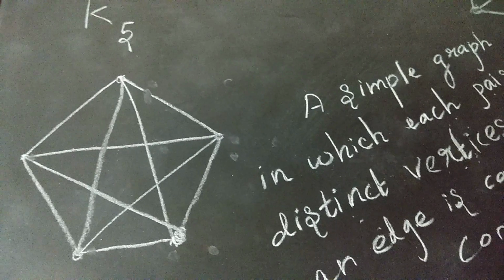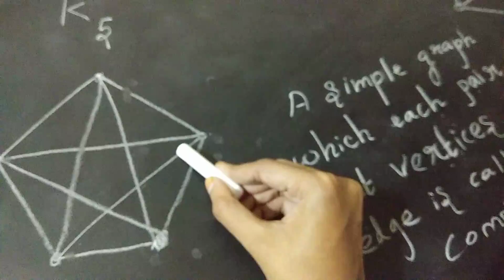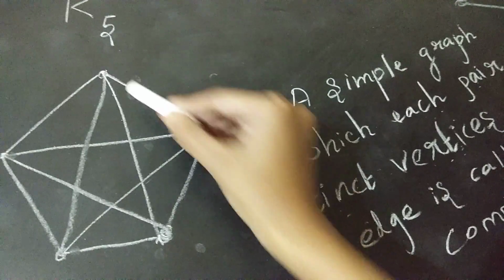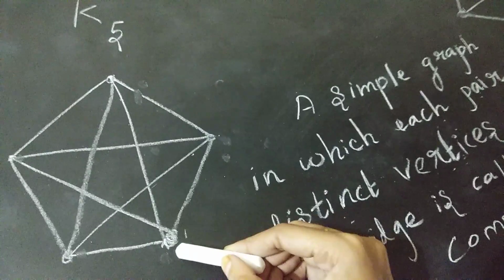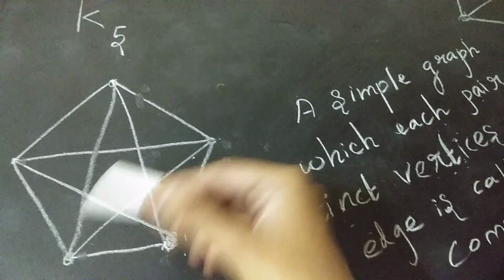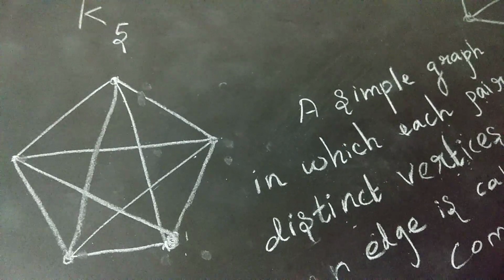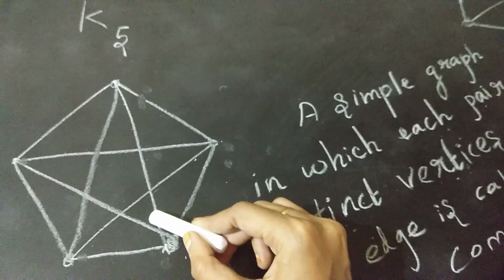Consider any two vertices. If I consider this and this vertex, there is an edge between them. Is that clear? Consider this vertex and this vertex, there is an edge between them. Right? You can check it for any two vertices. You can see an edge in between them. So you can say this graph is a complete graph.